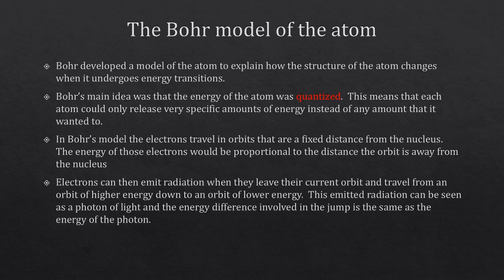nucleus. So electrons can emit radiation when they leave their current orbit and travel from a higher energy level to a lower energy level. This emitted radiation is seen as a photon of light, and the energy that's the difference between the 2 energy levels when it jumps is the same as the energy of that photon. You may have noticed when we did those equations earlier, we can find the energy of a single photon of light. That will tell us then how much energy had to change between the 2 energy levels. That's why it's useful to find the energy of a singular photon. It can tell us the distance that an electron traveled to allow that photon to be released.